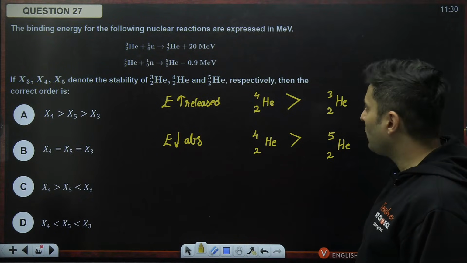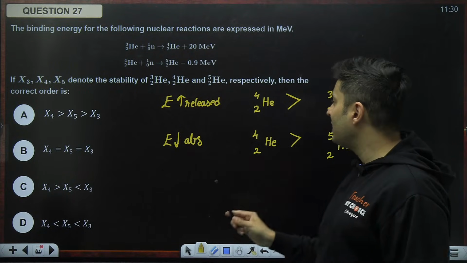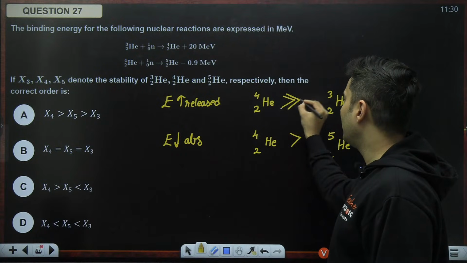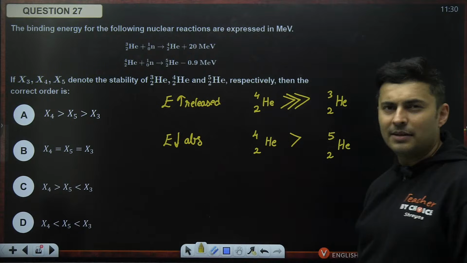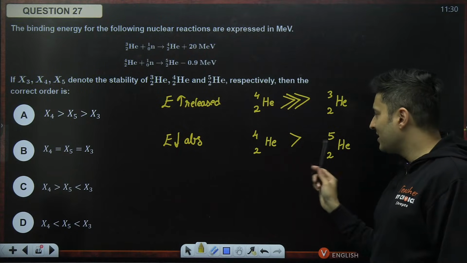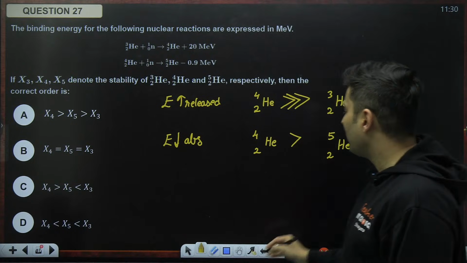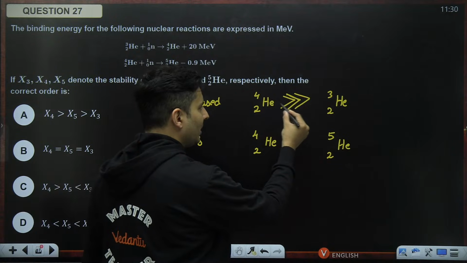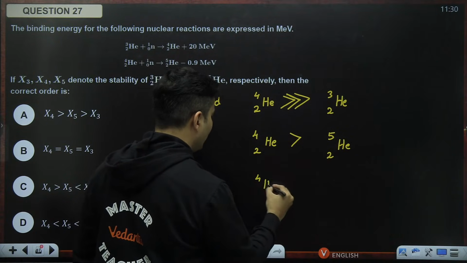Okay. But the problem is the amount of energy involved. Here, more energy is released. That means this is more stable. I will say greater than as compared to this, because very little energy difference is there. So yes, this is more stable than this, but not by so much. So now if you compare, you will get the answer that yes, this is the most stable. There is a huge difference. This is not so much difference.